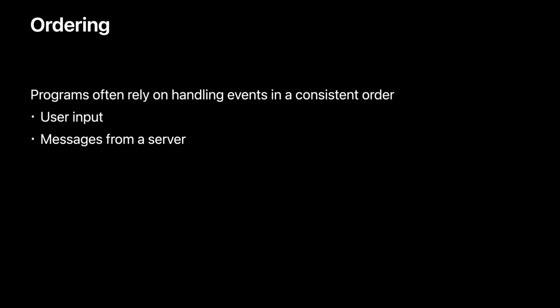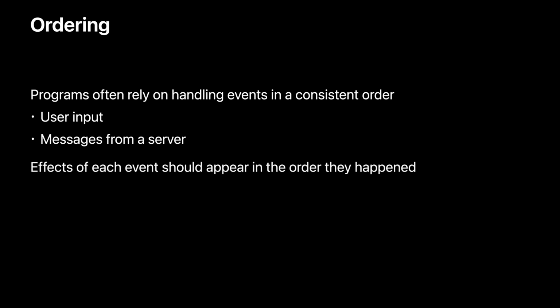And yet, programs often rely on handling events in a consistent order. For example, the stream of events that come in from user input or messages from a server. When these event streams come in, we expect their effects to happen in order. Swift Concurrency provides tools for ordering operations. However, actors are not the tool for doing so.